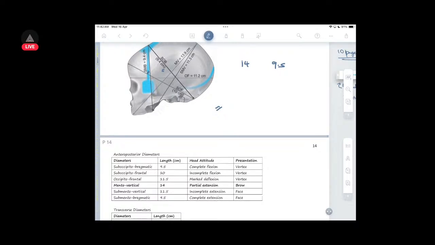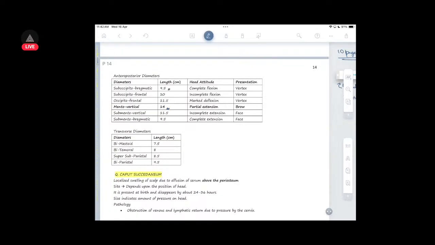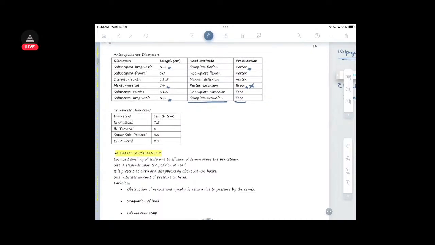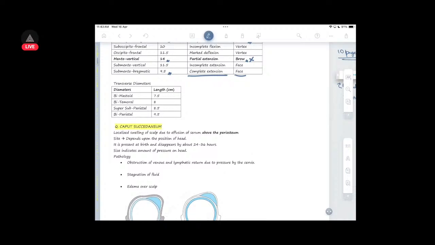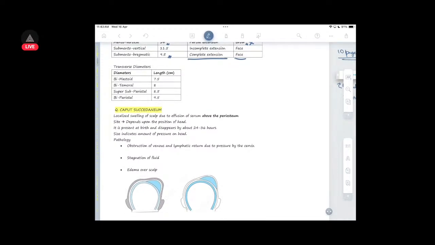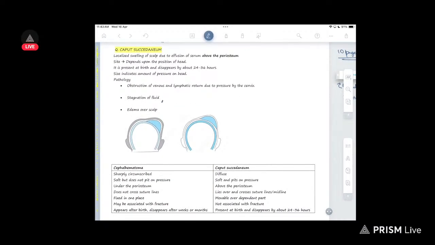Okay, the values are given here. You have to remember these words. Suboccipitobregmatic, submentovertical is 14, and submentobregmatic in complete extension, face position. Brow is the very bad position, and vertex is anyway okay. Transverse diameters: you have bimastoid diameter 7.5, bitemporal 8, subparietal 8.5, 9.5. It keeps on going like that.